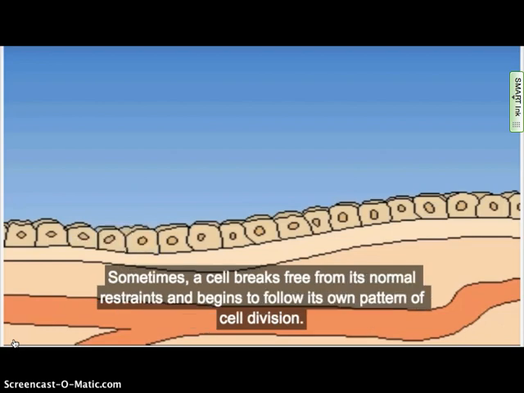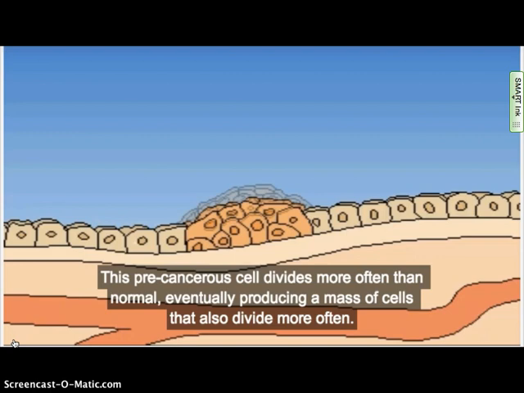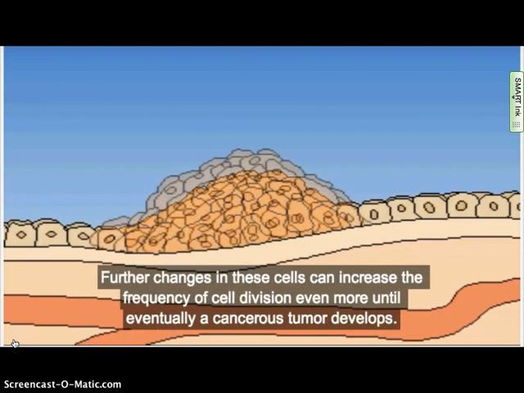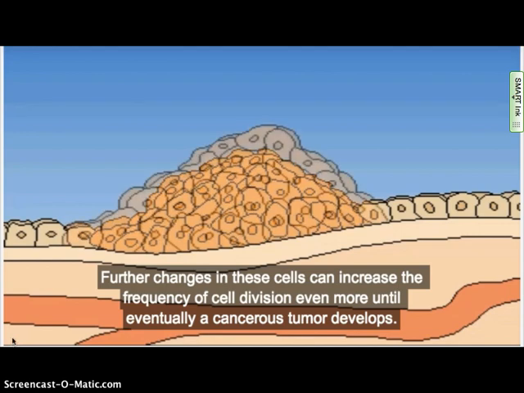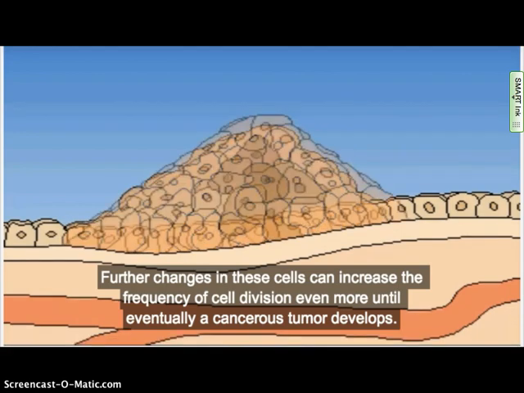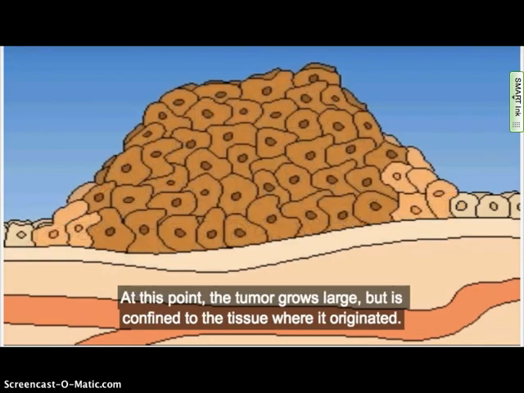Sometimes a cell breaks free from its normal restraints and begins to follow its own pattern of cell division. This precancerous cell divides more often than normal, eventually producing a mass of cells that also divide more often. Further changes in these cells can increase the frequency of cell division even more until eventually a cancerous tumor develops. At this point, the tumor grows large but is confined to the tissue where it originated.